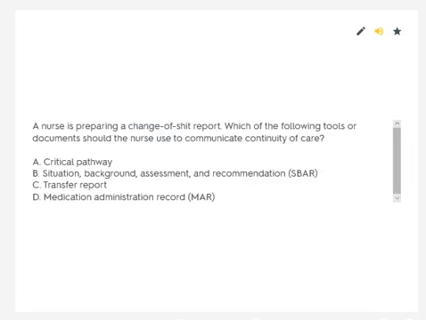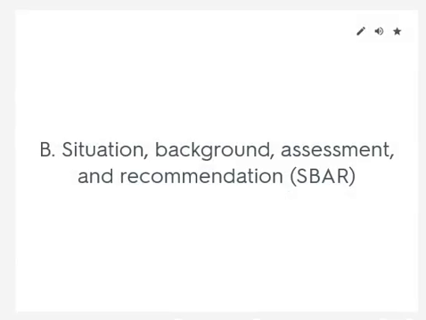A nurse is preparing a change of shift report. Which of the following tools or documents should the nurse use to communicate continuity of care? A. Critical pathway. B. Situation, background, assessment, and recommendation. C. Transfer report. D. Medication administration record. B. Situation, background, assessment, and recommendation.